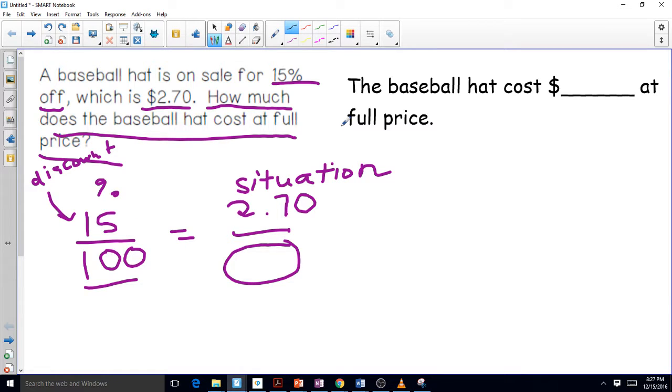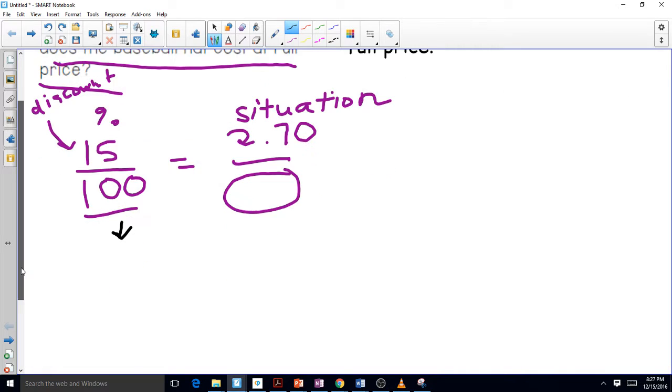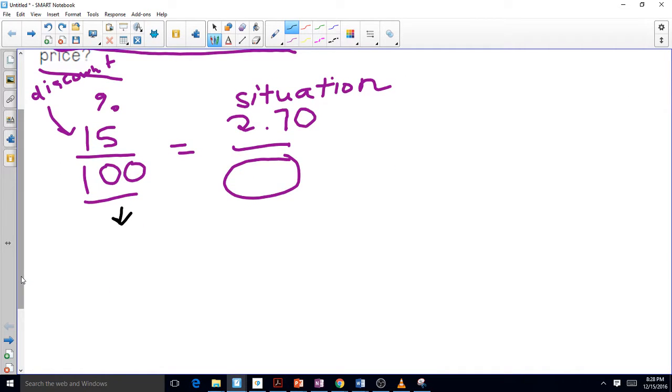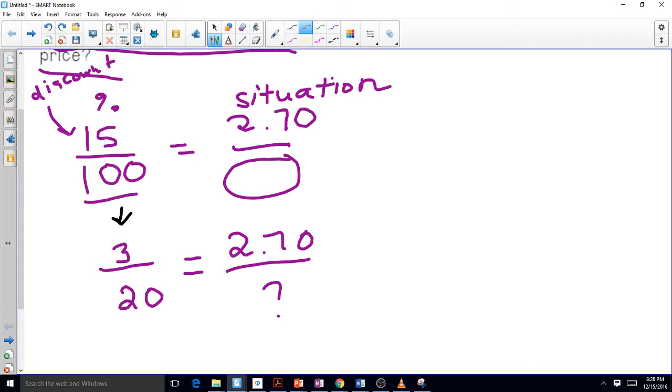Now, I could try to figure out what I do to get 15 to get down to 270 with some nasty division. But to be honest with you, I would rather simplify this percentage, because if I simplify it, I'm dealing with nicer numbers. I look at 15 over 100 and I automatically know that 5 goes into both of those. So I'm going to divide each one by 5. 15 divided by 5 is 3. And 100 divided by 5 is 20. And I know that 270 doesn't change. And there's the big question mark I'm looking for.